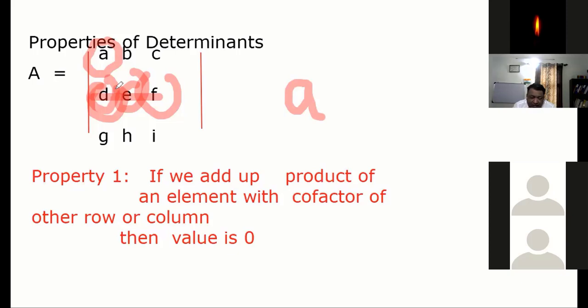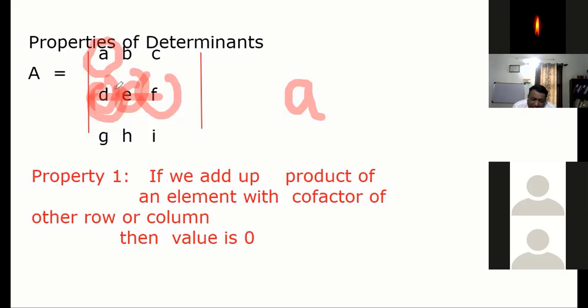Understood what I am saying? For example, row 1 elements and cofactors of row 2, or row 2 elements and cofactors of row 3, or row 3 elements and cofactors of row 1, the addition of the products will be 0. Similarly with columns also. If you take column 1 elements, product with the cofactors of column 2 or 3, it will always be 0. All these properties are very useful. So write in your own words what I am speaking.